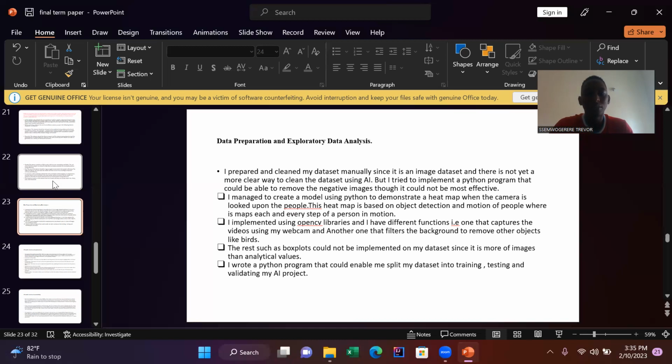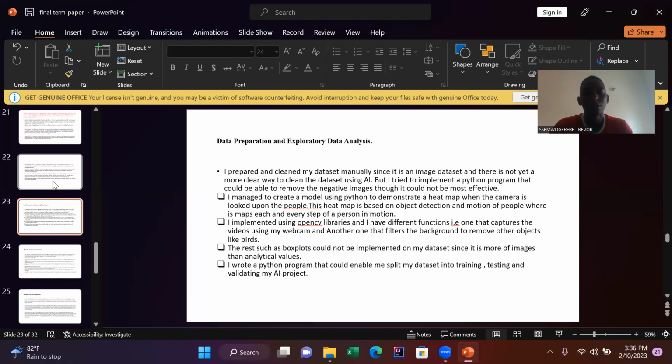Then I implemented it using OpenCV libraries, and I have different functions: one that captures the videos using my webcam, and another one that filters the background. I even used the OpenCV library for Haar cascades and frontal face.